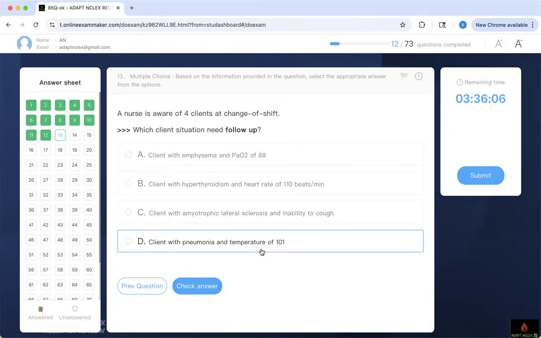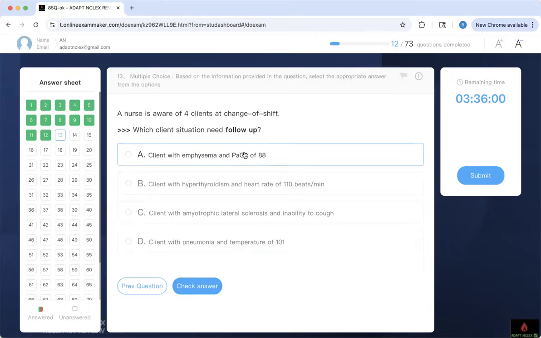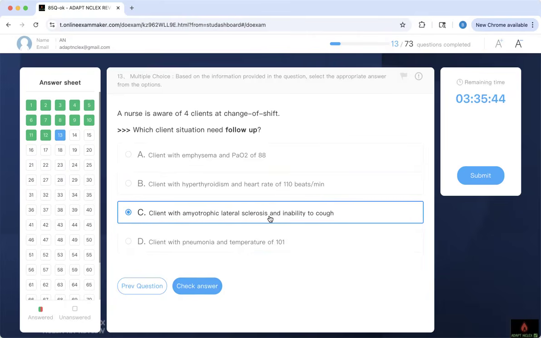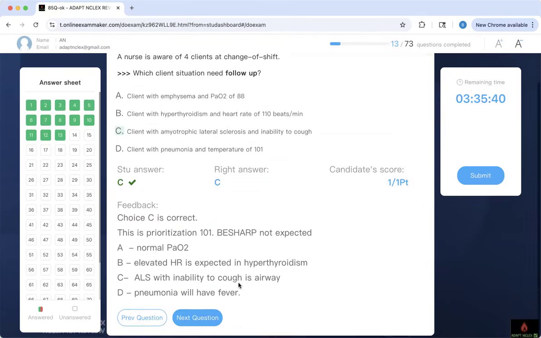You pick your answer. If you have emphysema, a saturation of 88, probably that's where you live. COPD patient, 88, 89, it's normal for them. Hyperthyroidism, everything is up except your weight. Therefore, this is expected. Amyotrophic lateral sclerosis, if you cannot cough, that's the airway problem. And you have pneumonia, you should expect to have a temperature. 3 is your right answer.